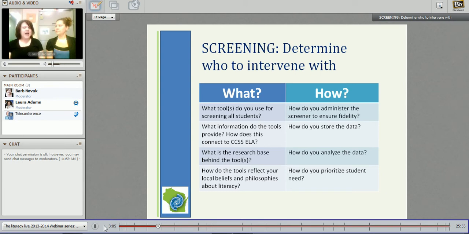And then also how? How do you administer the screening tools to ensure fidelity? How do you store the data? What processes do you use to analyze the data? And how do you prioritize student needs?